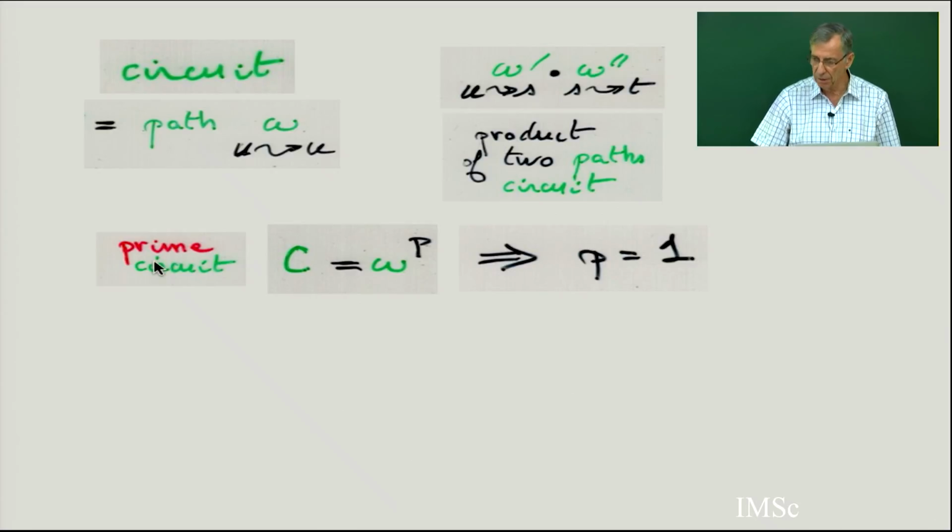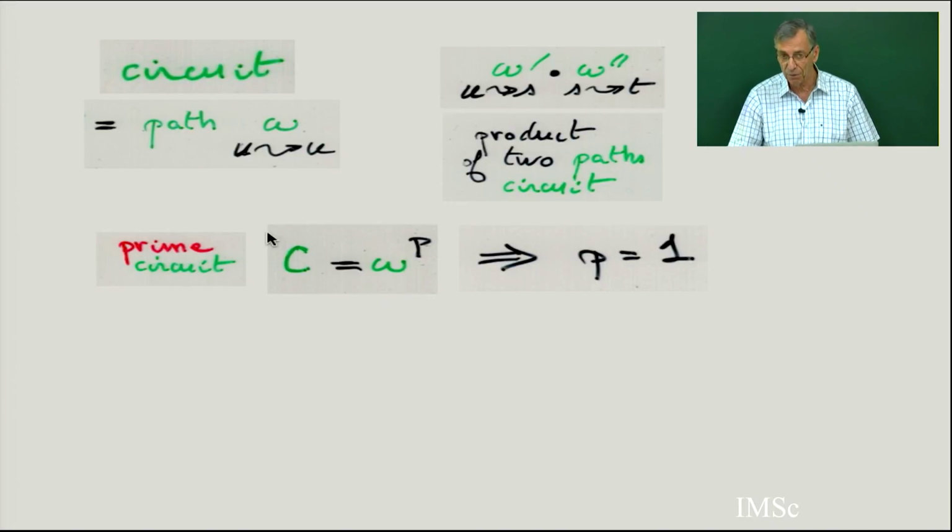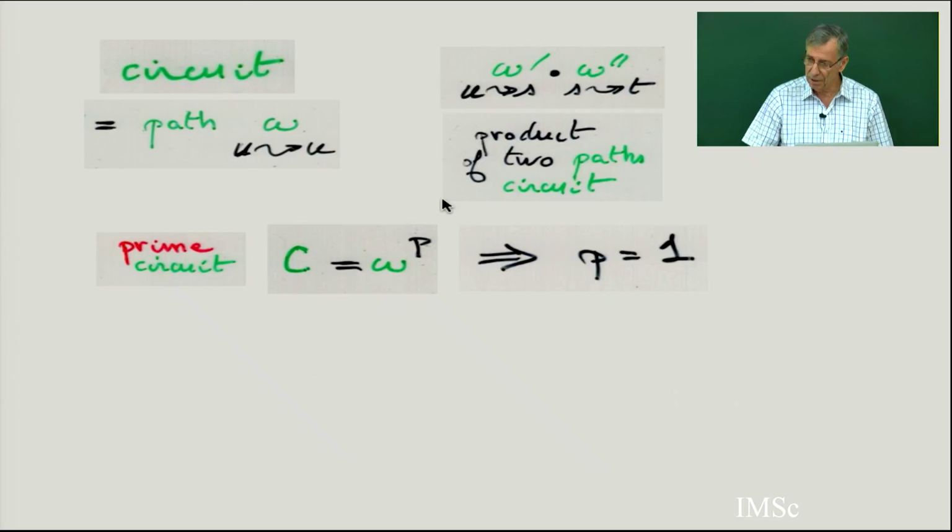And the definition of a prime circuit: it will be prime if, whenever you can write the circuit as omega to the power p, then p equals 1. So this is a prime circuit. It goes round only once. You can intersect yourself many times, and maybe you can pass several times through u, but once you have done a circuit, you can make the square of the circuit, the cube of the circuit, you see, and a prime circuit means you cannot find an omega such that C equals omega to the power p. This is a prime circuit.